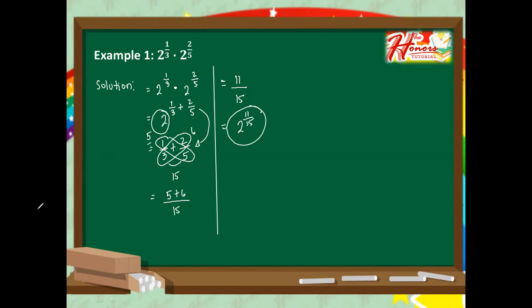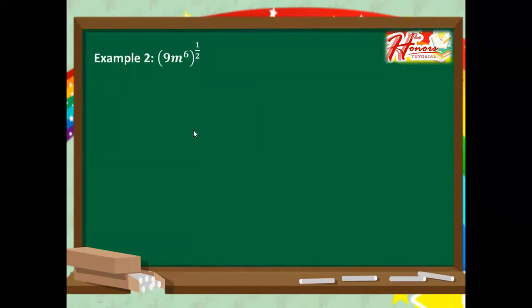Next, let's have example number 2. The given is the quantity of 9m raised to 6, raised to 1 half. And this is what you are going to do. Let's write the solution first, the word solution, and then copy the given, which is the quantity of 9m raised to 6, raised to 1 half. And then don't forget to distribute 1 half to each of the number and the variable inside the parentheses, and it will look like this one.